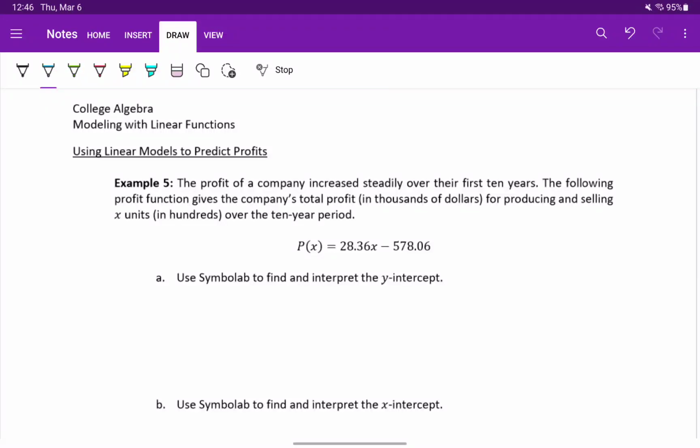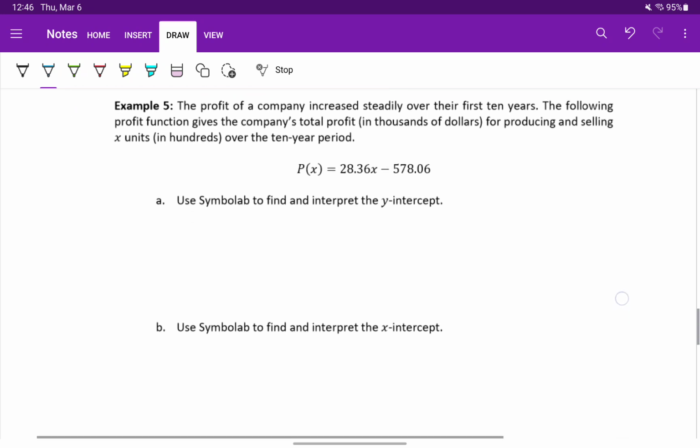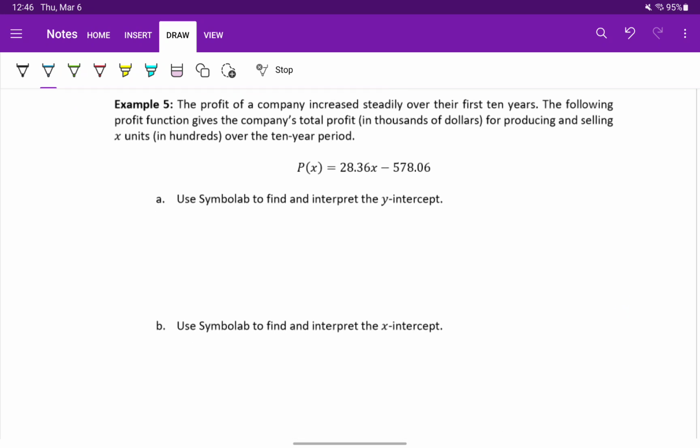In our last example, we want to look at finding the x and y intercepts for a linear function using Symbolab, interpreting those values, and then using Symbolab to predict when a company's profit will exceed a particular target. So the profit of a company increased steadily over their first 10 years. The following profit function gives the company's total profit in thousands of dollars for producing and selling X units in hundreds over the 10-year period.